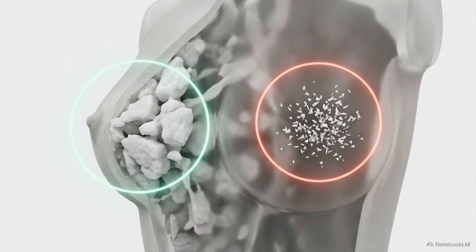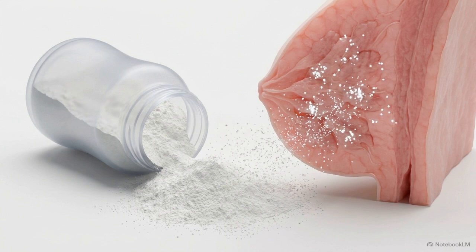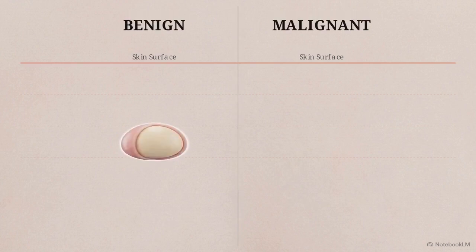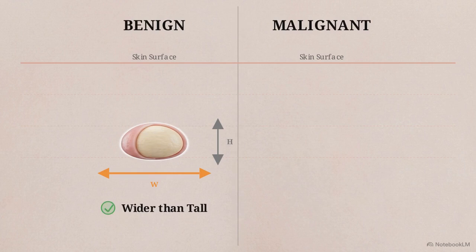The radiologist is hunting for specific calcification patterns. Large, popcorn-like macrocalcifications generally indicate benign disease, but tightly clustered microcalcifications strongly signal malignancy. Patients are even instructed to avoid applying talcum powder before a scan, as the calcium salts can create artifacts mimicking dangerous microcalcifications. If an ultrasound is used, the geometry of the mass is the primary indicator. Benign lesions tend to grow parallel to the skin, making them wider than they are tall.